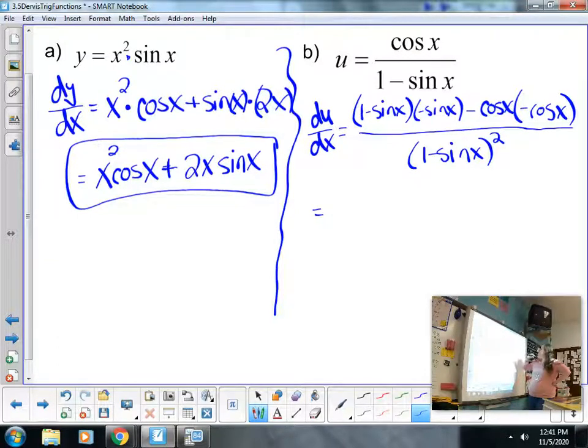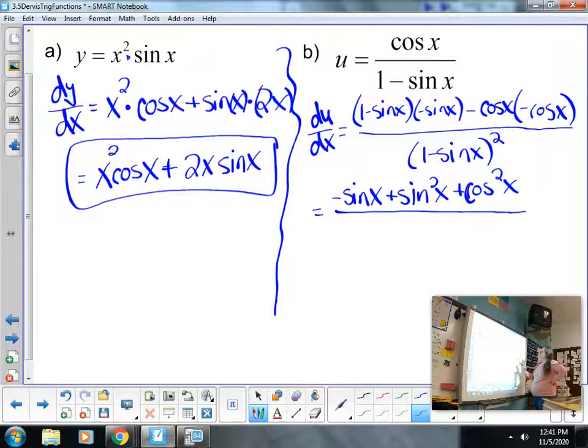We do have to distribute the negative sign of x up here. So I'm going to have negative sine of x plus sine squared x. Then I have a negative cosine times a negative cosine, so it's going to be a plus cosine squared of x. And that's all over 1 minus sine of x squared. Well, if you recall, there is a pretty famous identity here on the top, and that is the sine squared plus cosine squared. Remember, that's equal to 1.